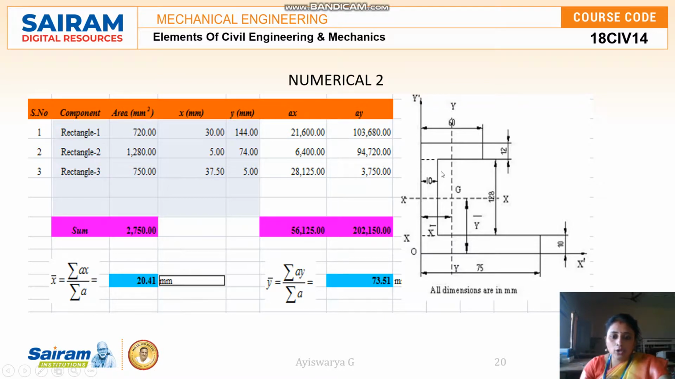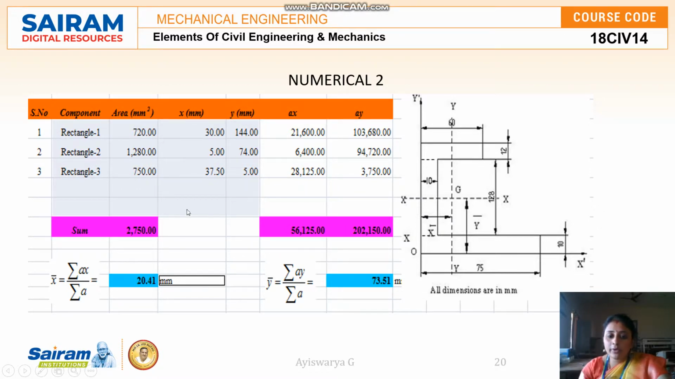Right. For the second component, this particular portion has the x distance as 10 divided by 2 and the y distance as 128 divided by 2 plus 10. Okay, so 74. And for the third component, it is 75 divided by 2 and 10 divided by 2, so you will get the third component.